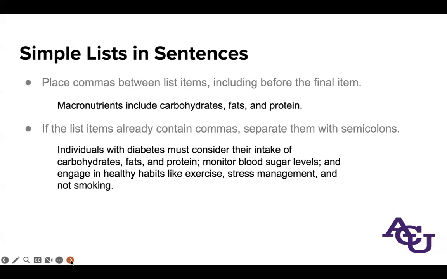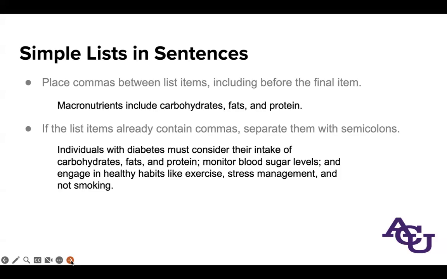If you have a more complex list in which the items already contain commas, then you can separate those items with semicolons. So in this second example that I just pulled up, we have a list of verb phrases. Consider their intake of carbohydrates, fats, and protein; monitor blood sugar levels; and engage in healthy habits like exercise, stress management, and not smoking.